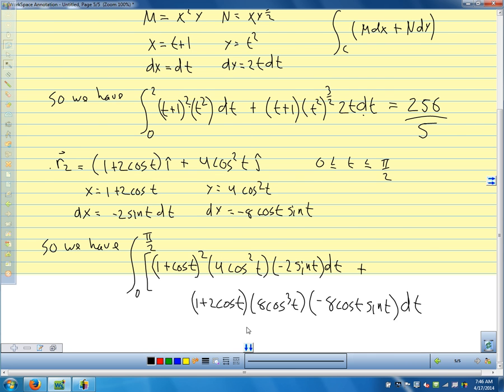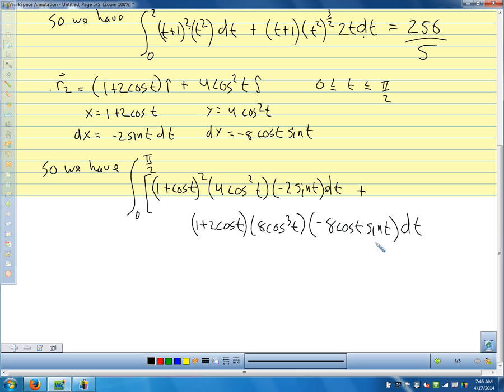And we could go through a lot of work to evaluate this, or we could put it in our calculator. This would take a lot of work to simplify, with all these trig things to powers. So one way or the other we're going to evaluate this. I would probably do this in my calculator, and it turns out that this comes out to negative 256 fifths.